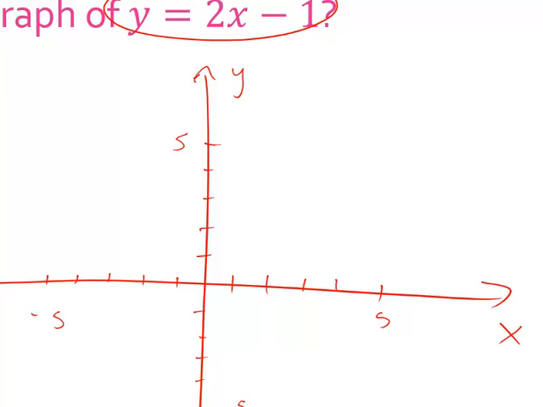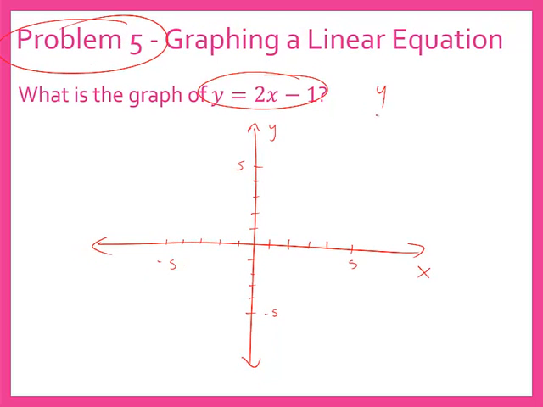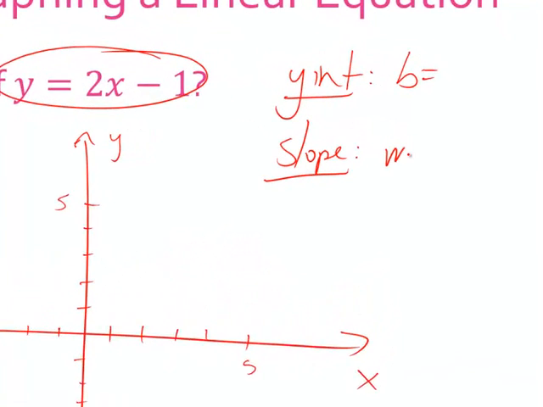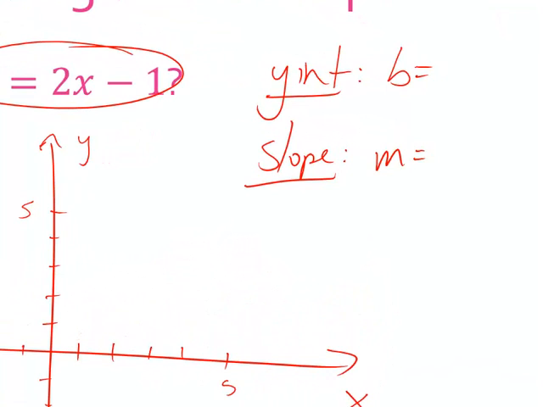Okay, so we need to identify 2 things: the y-intercept, which is b, and the slope, which is m. So out of your equation, y equals 2x minus 1, what is the y-intercept? -1. Good job. All right, now the slope. What is the slope?